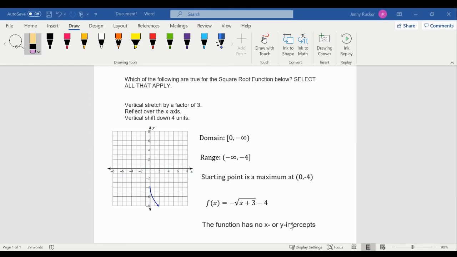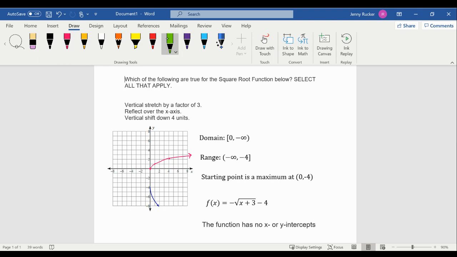Which of the following are true for the square root function? Select all that apply. Vertical stretch by a scale factor of 3, reflect over the x-axis, and vertical shift down 4. Let's just plot our parent function on this graph. So it would be (0, 0), (1, 1), (4, 2). And let's go ahead and check for these key features on our transformed graph.